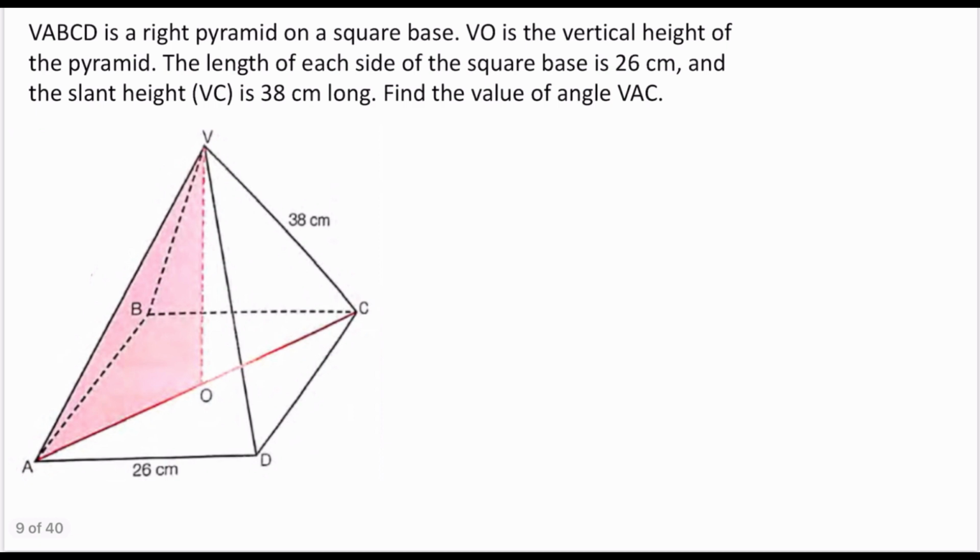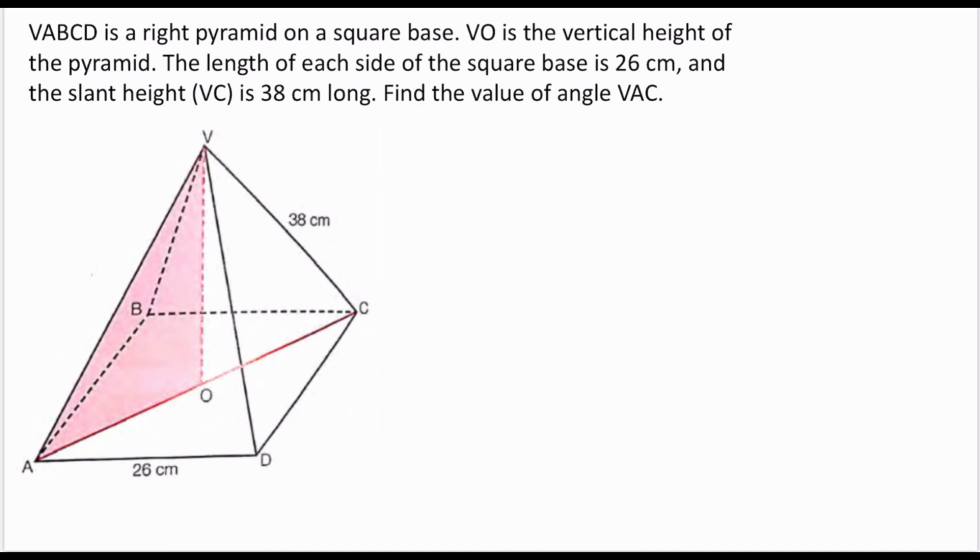All right, moving on to a third problem. VABCD is a right pyramid on a square base. VO is the vertical height of the pyramid. The length of each side of the square base is 26, and the slant height VC is 38 centimeters long. Find the value of angle VAC.